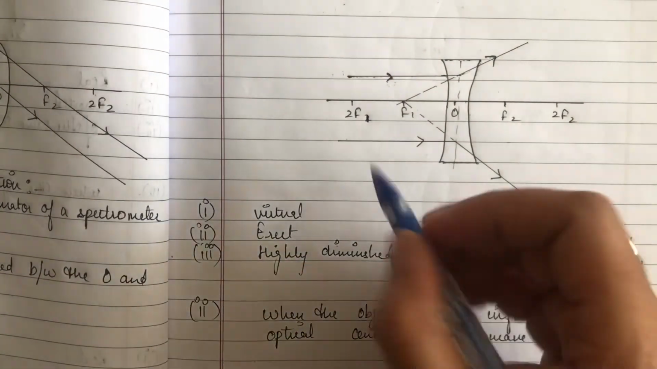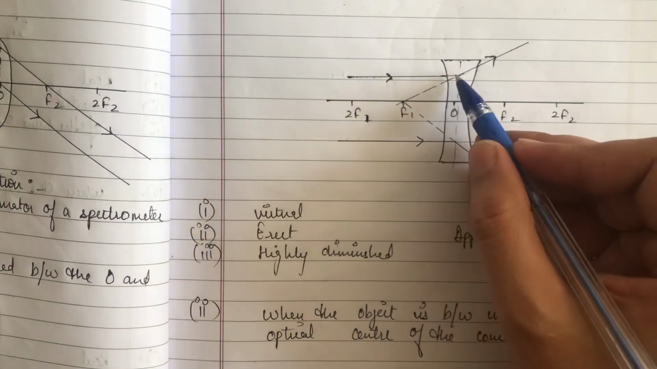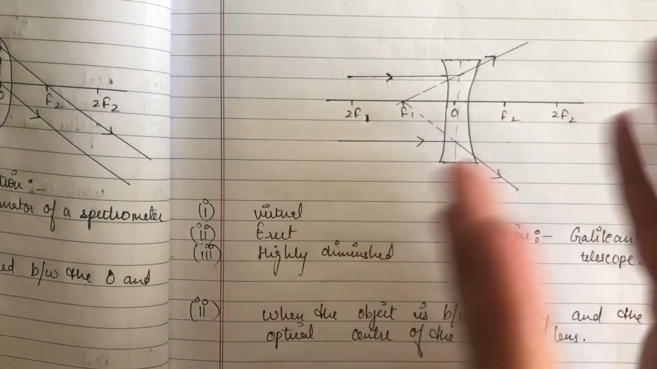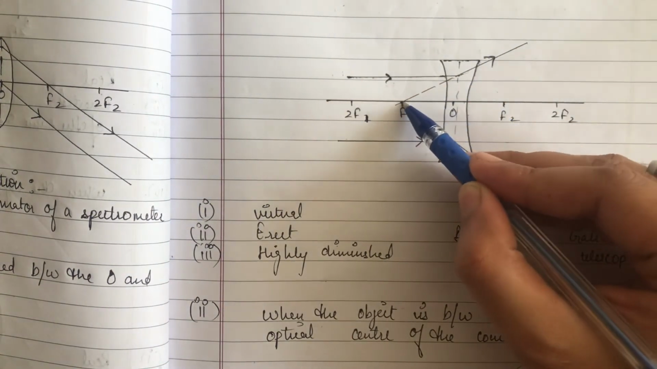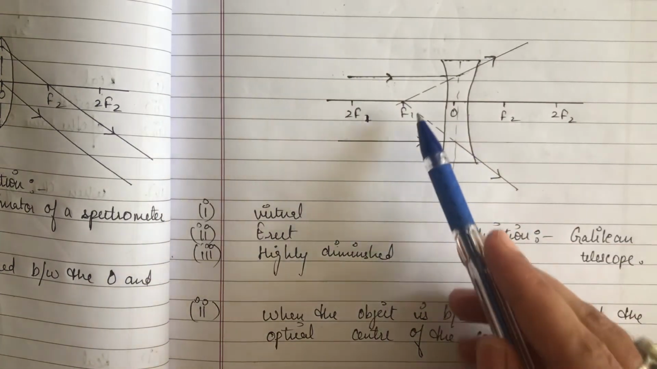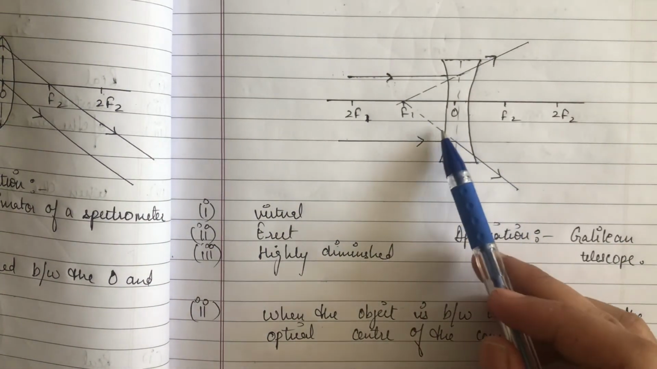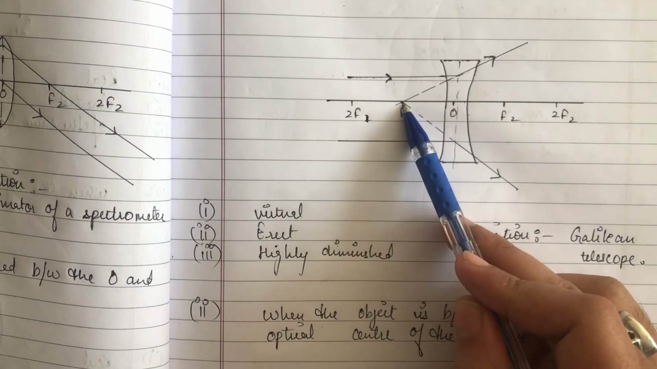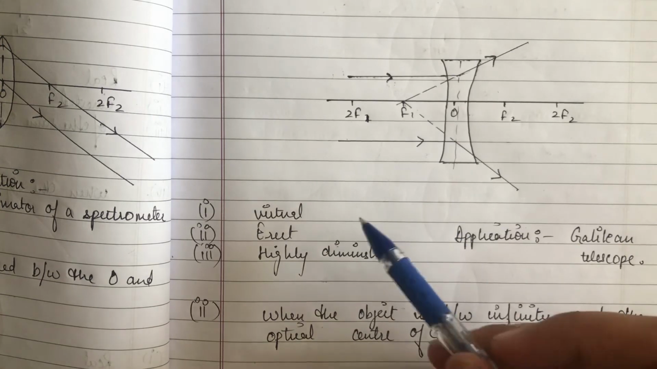So first ray parallel to the principal axis, we know it will pass through the focus, but over here the ray diverges. It goes in this direction, but when we extend it backwards, it will meet at focus, for concave lens. The second ray same, it diverges, but when we extend this ray backwards, it meets at focus. So the nature of the image, it is virtual.